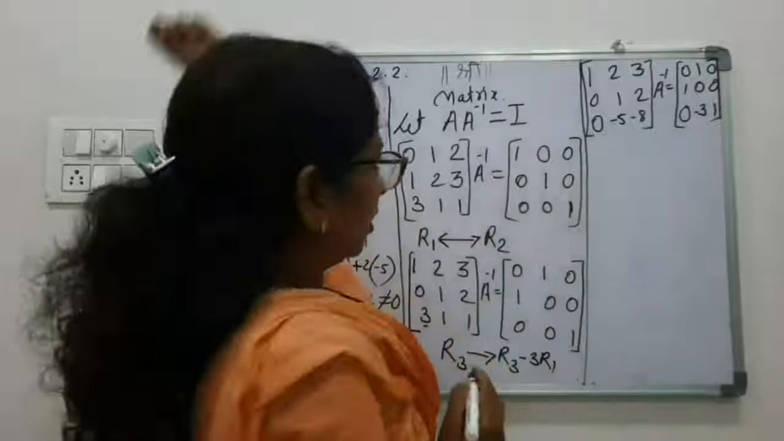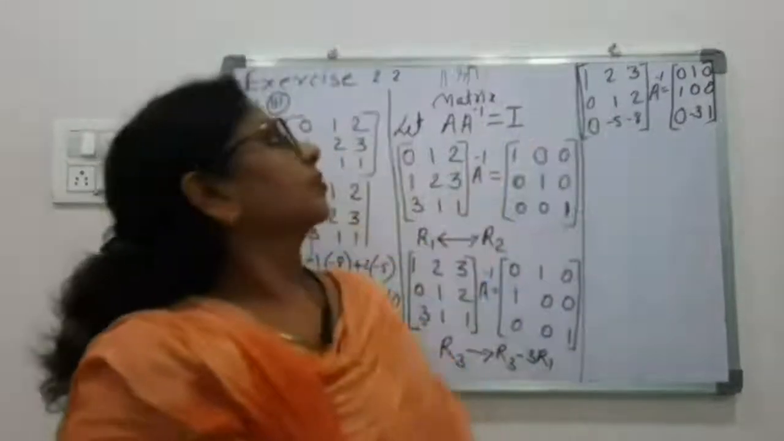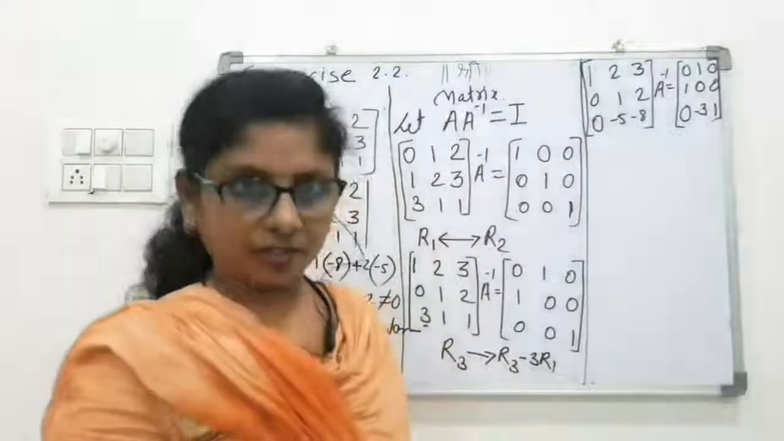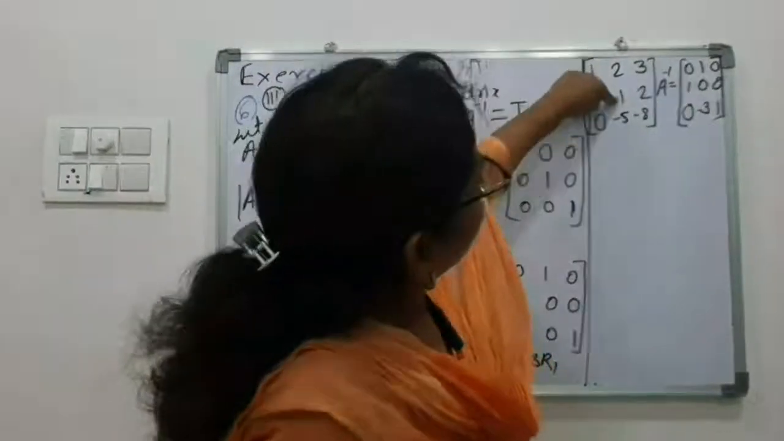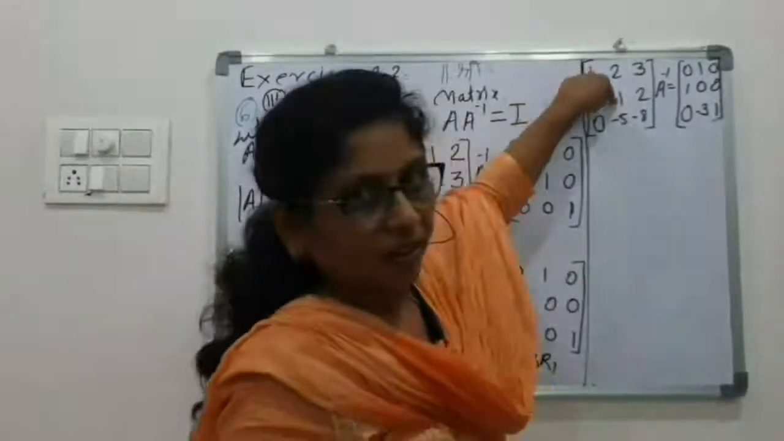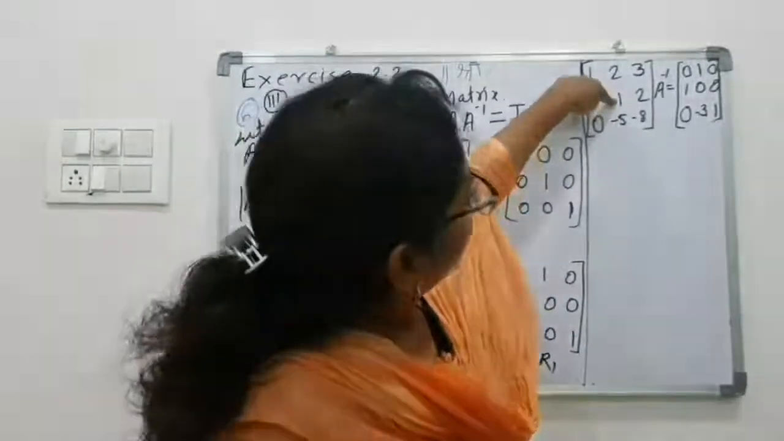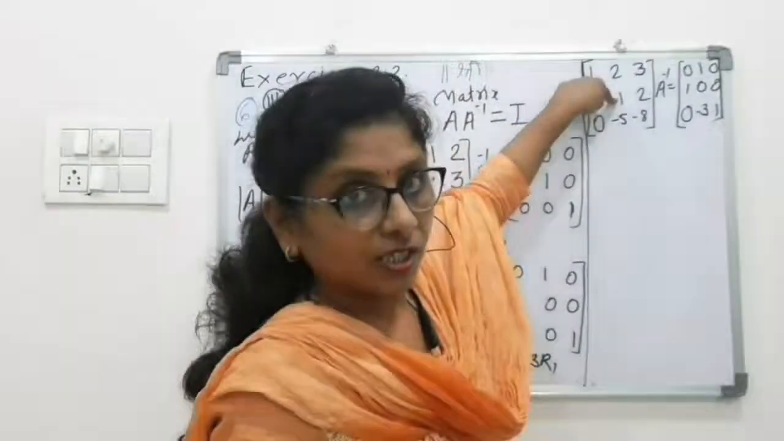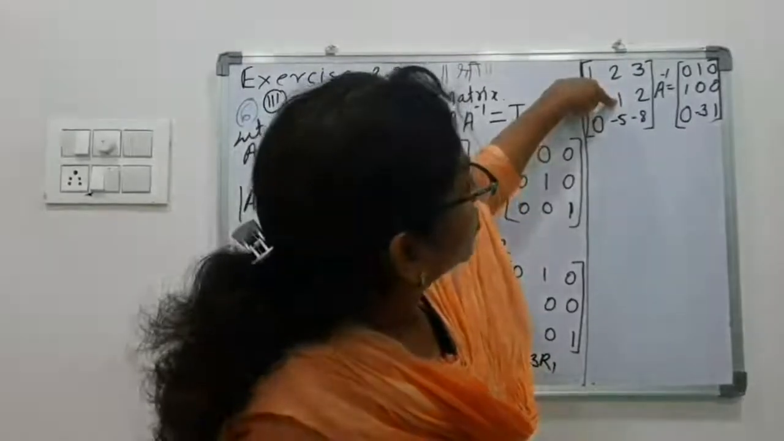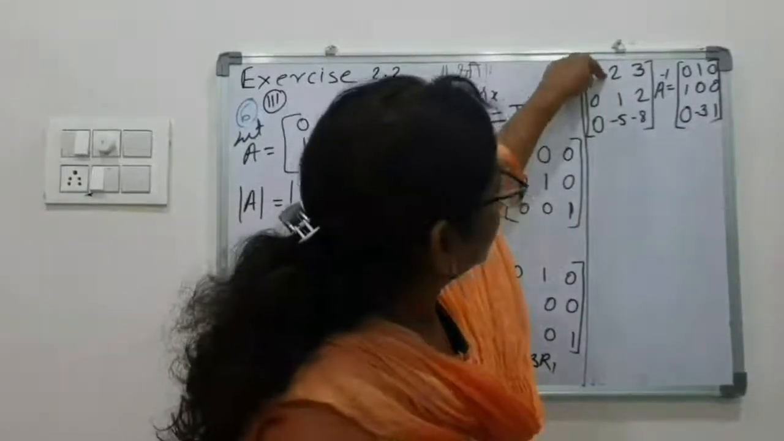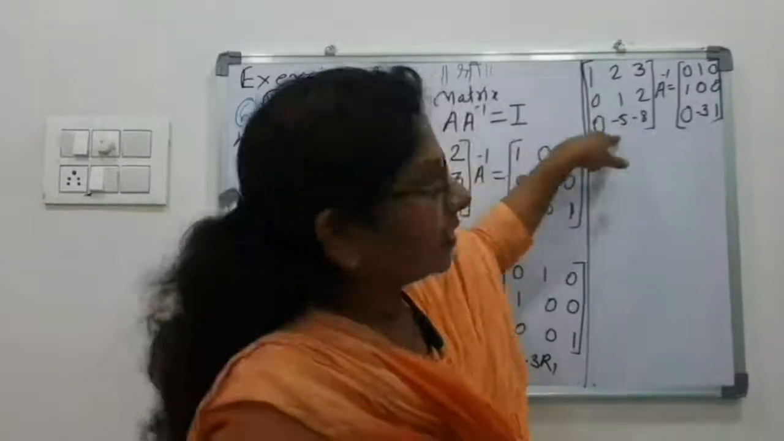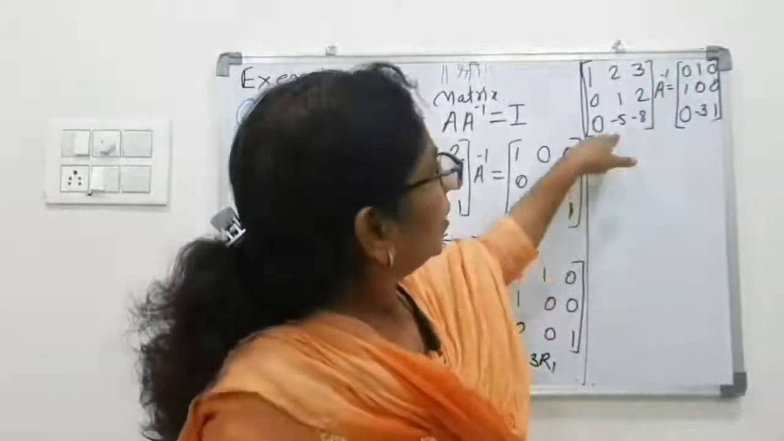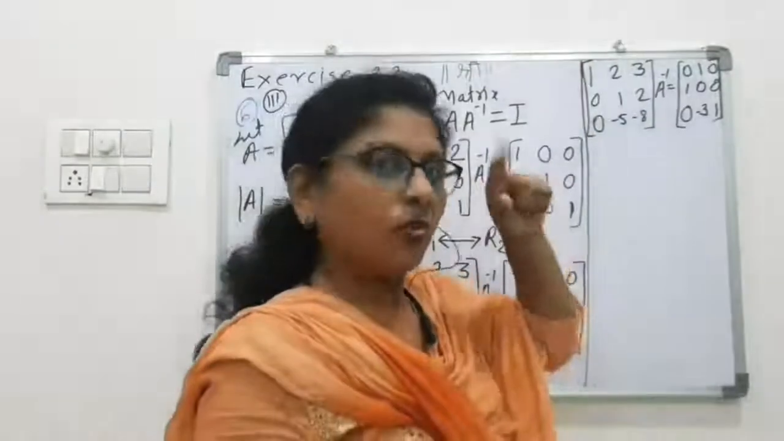Okay, now first column we got what we wanted. Now go to second column. Second column what? We have to bring here 1 which is already there, so nothing to do. Then with the help of this 1 we have to bring here 0 and here 0, because R1 and R3 are independent. So we can do both the transformations in one step.